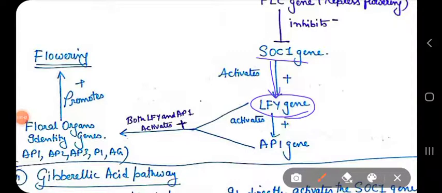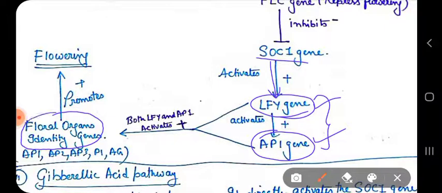Well, these LFY genes then activate the AP1 genes, the Apetala 1 genes, and we know that LFY genes and Apetala 1 genes are class 1 floral meristem identity genes, which will activate the floral organ identity genes. The floral meristem identity genes finally activate the floral organ identity genes, which is your Apetala 1, Apetala 2, Apetala 3, Pistillata, Agamous, which finally promotes flowering.